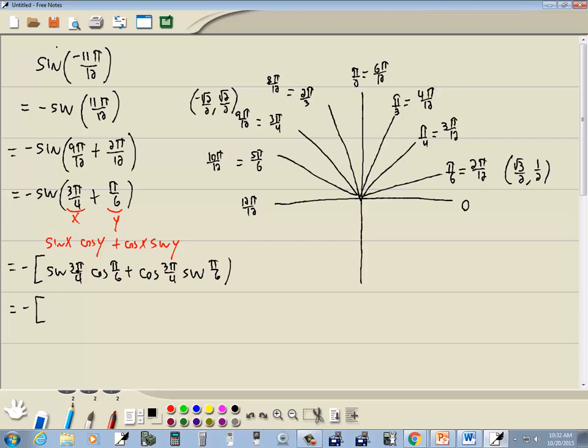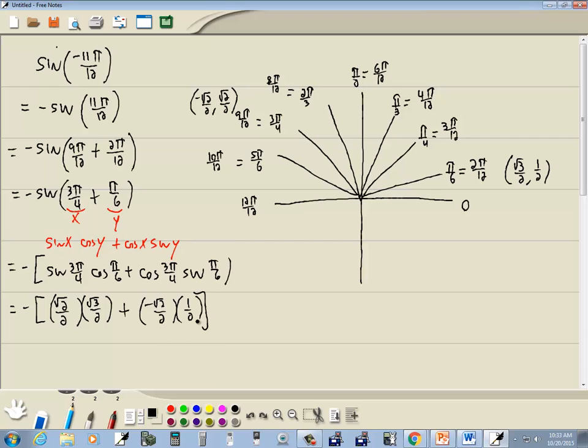Okay, sine of 3 pi over 4. For 3 pi over 4, sine is our y part of our point, which is square root of 2 over 2. Cosine of pi over 6: cosine is the x part, which is square root of 3 over 2. Plus cosine of 3 pi over 4, back here at 3 pi over 4, cosine is our x part, which is negative square root of 2 over 2. And sine of pi over 6, back over here at pi over 6, sine is our y part, which is 1/2.